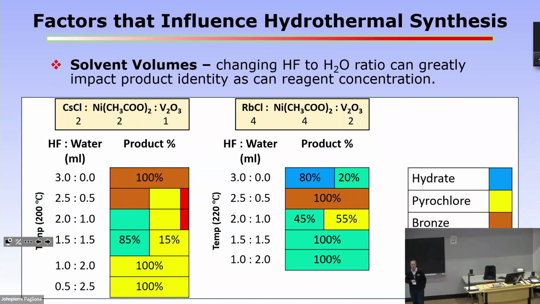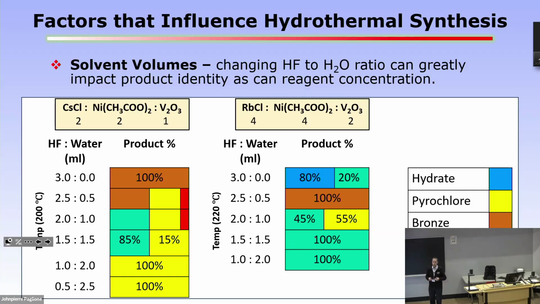So this is a little bit now in some of the details. Solvent volumes matter. So you go and buy a 23 mL Parr bomb. We typically use 1 to 3 milliliters of liquid in them, so not a lot.